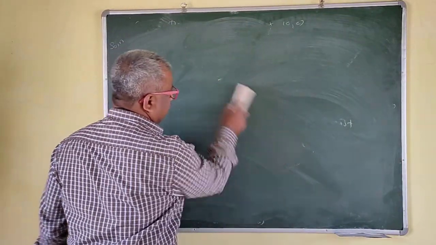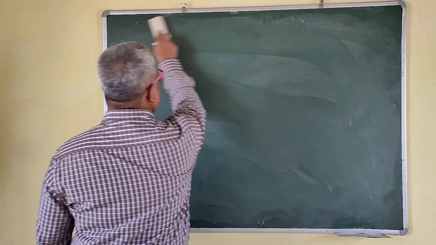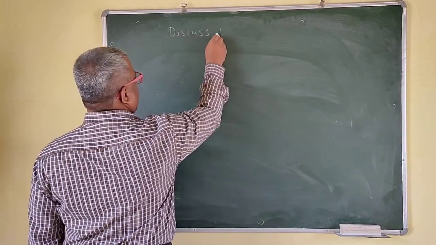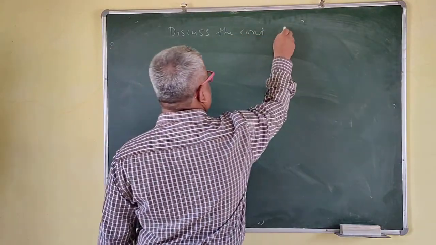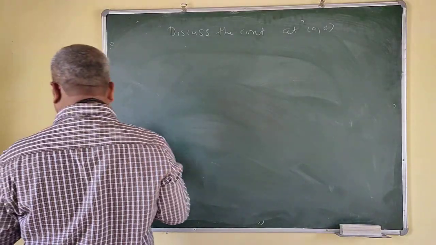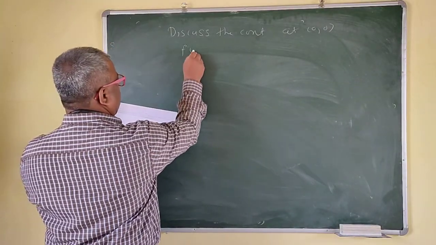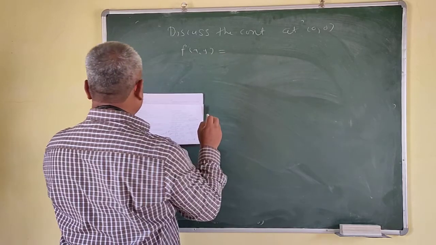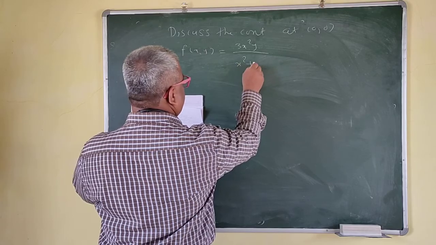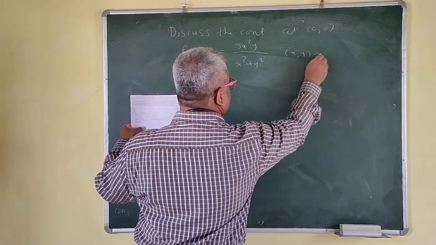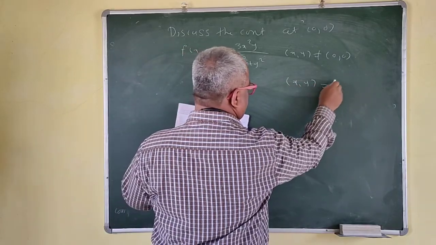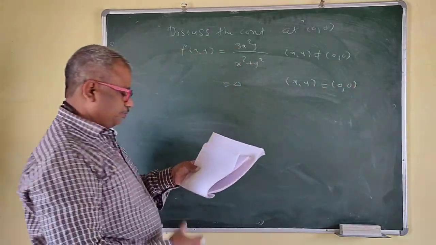Okay, so again we take the next problem. Discuss the continuity at (0,0) of the following function. We take the function f(x,y) equal to 3x²y/(x² + y²) for (x,y) not equal to (0,0), and equal to 0 for (x,y) equal to (0,0).